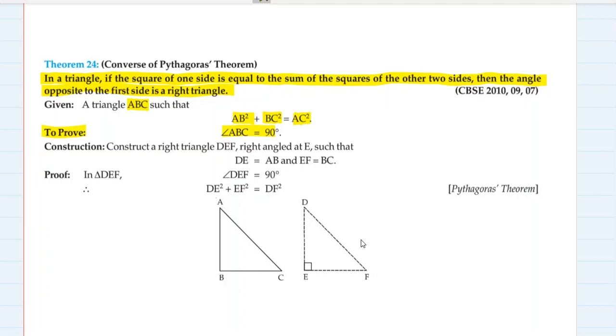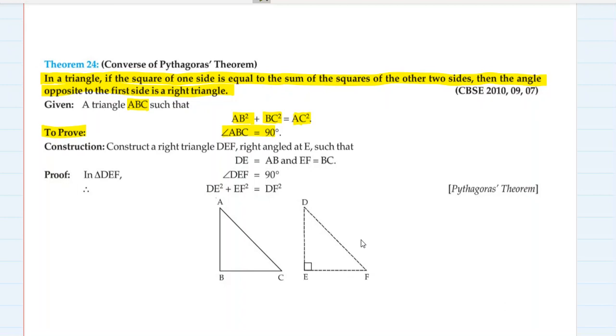We have to prove that the triangle is a right angled triangle. In Pythagoras theorem, we have been given that it is a right angled triangle, and we have to prove that the square of the longest side or hypotenuse is equal to sum of the squares of the other two sides. Here it is given that square of hypotenuse is equal to the sum of the squares of the other two sides. And we have to prove that the angle opposite to the longest side is 90 degree. So there is one very important construction in this converse of Pythagoras theorem.